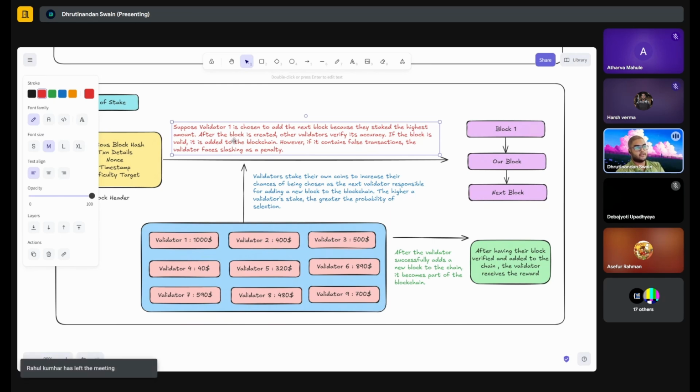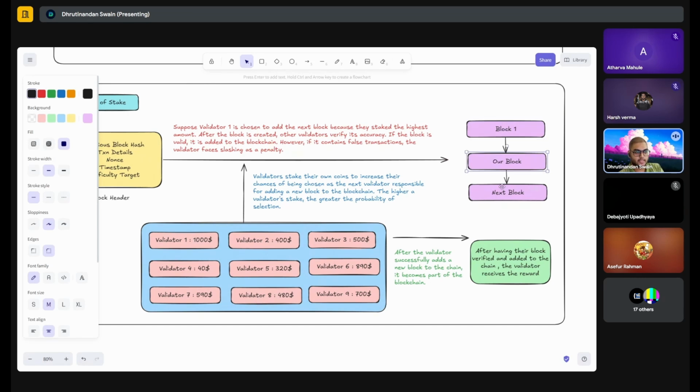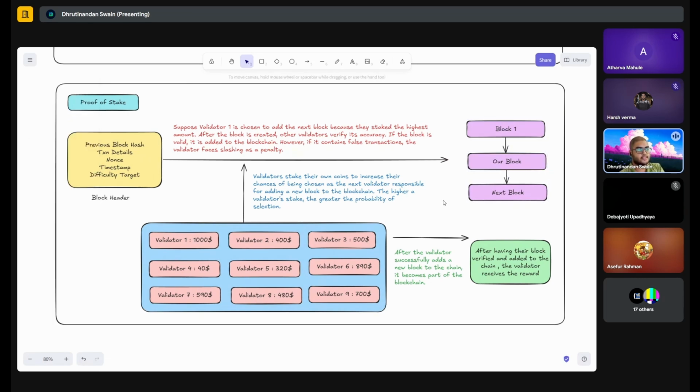After a block is created, other validators verify its accuracy. It's not like only one validator lead will be selected. There may be multiple validators that can be selected, and each will be given a turn to add a block to the blockchain. After a particular validator has created a block, all the remaining validators verify whether the block and the transaction in it are true and according to the rules and regulations or not. If the transaction is correct, then the block is added to the blockchain, like here, the next block. But if it contains any type of false transaction, the validator faces slashing as a penalty. What is slashing?